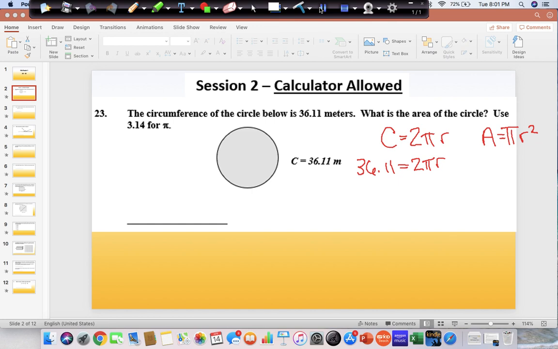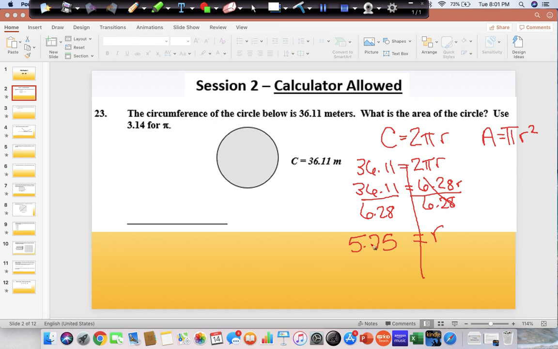Sorry, I left my calculator in the other room. Okay, so we can multiply 2 times 3.14, and that'll give us 6 and 28/100. So really 36 and 11/100 is equal to 6 and 28/100 times the radius. To solve for the radius, we're just going to divide both sides by 6 and 28/100. This cancels, and we are left with the radius is equal to 36 and 11/100 divided by 6 and 28/100. And that gives us 5 and 75/100.